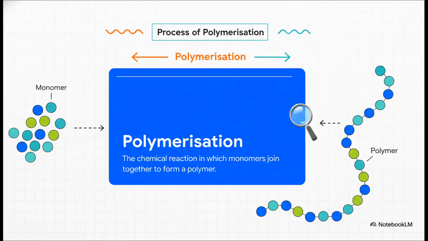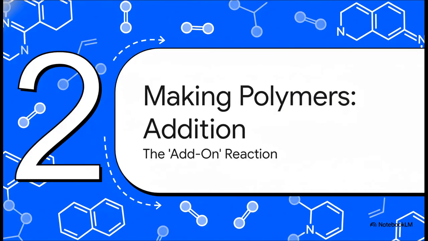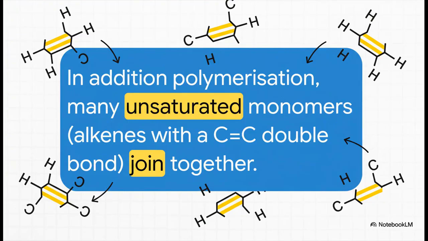Got it? Good. Okay, now that we've got the definitions sorted, let's look at the first of the 2 ways we can actually make a polymer. This one is called addition polymerization. The absolute number 1 thing to remember for addition polymerization is what you start with. It always begins with unsaturated monomers called alkenes. And the crucial bit about an alkene is that carbon-carbon double bond. That double bond is where all the magic happens.